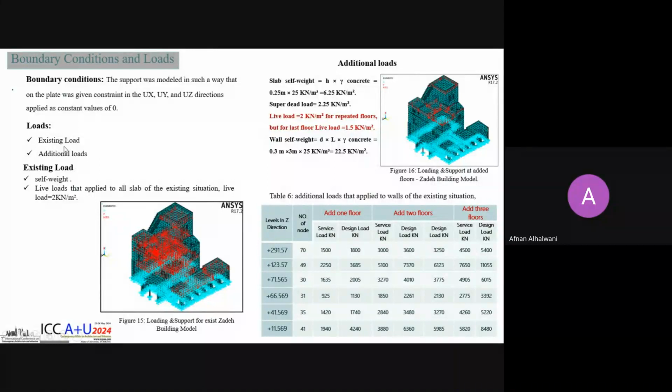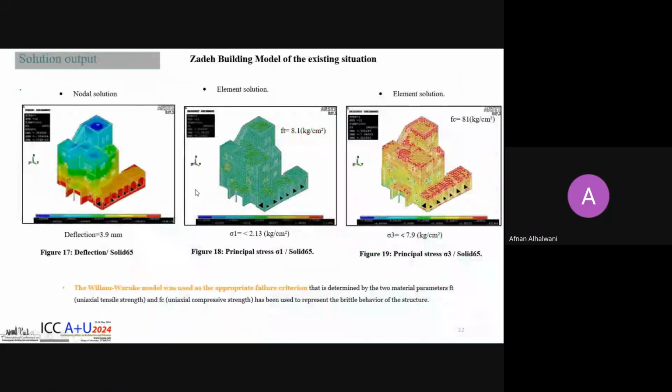The loads are divided into existing load and additional loads. The existing load includes self-weight and the live load. The additional loads are applied to the walls of the existing situation, and were calculated from dead load estimated from slab and wall for 1 floor, 2 floors, and 3 floors. The solution output of the building model of the existing situation shows that it bears its own load and is stable.